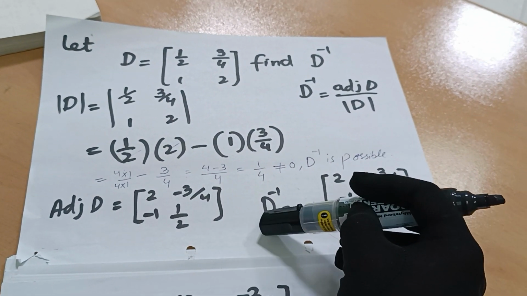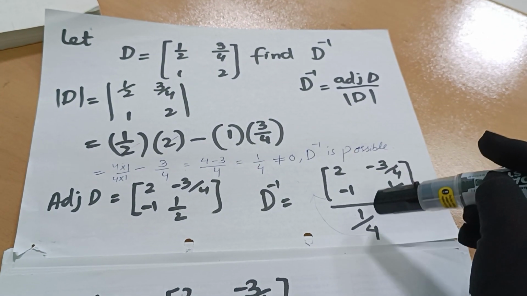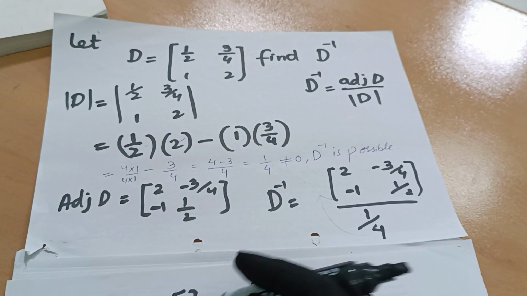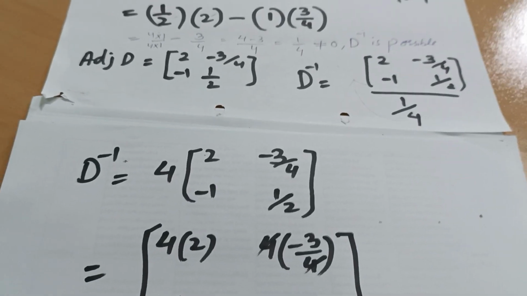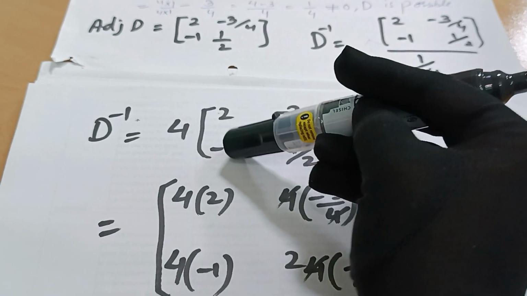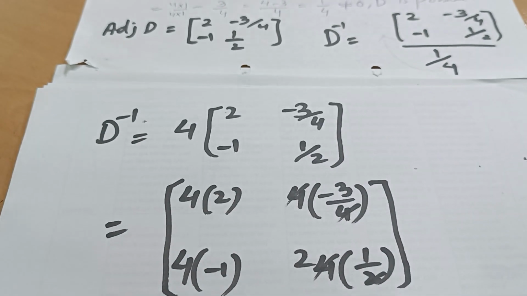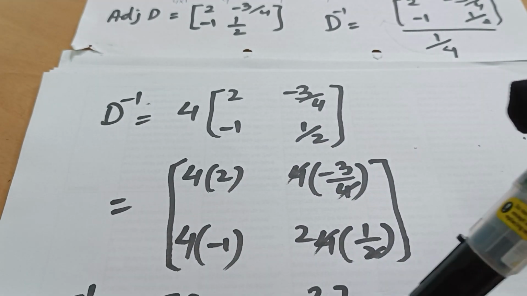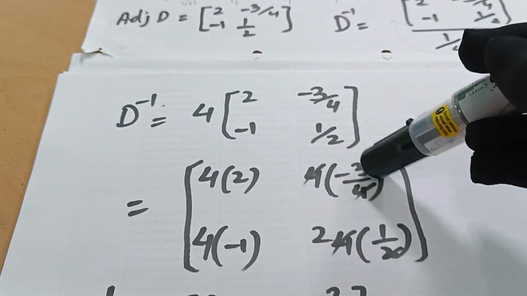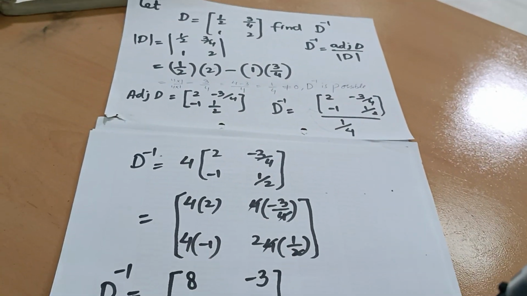After that, the D inverse formula is adjoint of D divided by the determinant of D. 1 by 4 is dividing over here, so it will be in the reciprocal form. 4 times each entry will be multiplied: 4 times 2, 4 times minus 1, 4 times minus 3 by 4 and 4 times 1 by 2. 4 cancels with 4, and 2 times 4: 4 twos are 8, 4 minus 1s are minus 4, minus 3 and 2. So the inverse of the matrix is done.